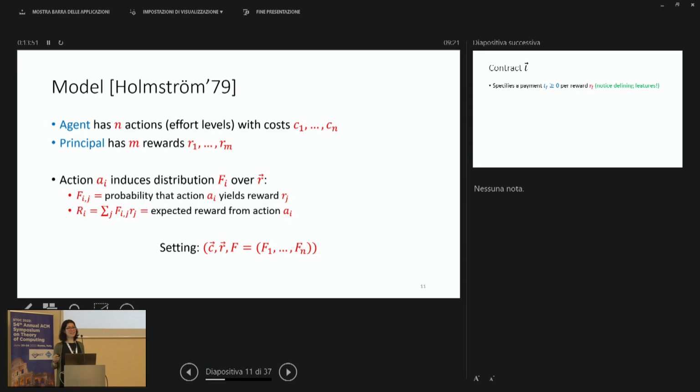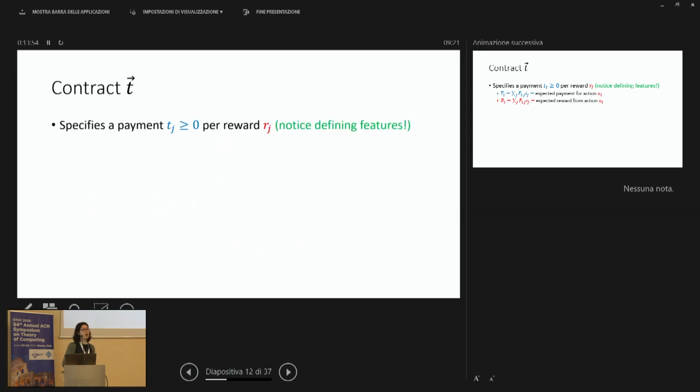That's the model. Now, I didn't tell you what a contract is. So what's a contract? A contract, for every possible reward R_j, will specify a payment, a transfer from the principal to the agent. So transfer T_j. And as we said before, there are two defining features, and they really clearly show up in this model. For a reward, first of all, the easy thing to see is that the transfers are non-negative. And this is exactly the limited liability that I mentioned before. Only the principal pays the agent. And the second thing is, look at what the transfers depend on.